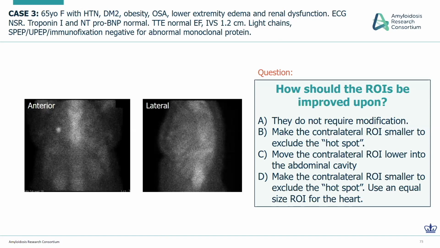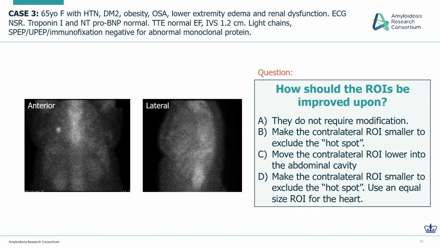Case number 3, I'll start. It's a 65-year-old who's got hypertension, diabetes, obesity, obstructive sleep apnea, lower extremity edema, and renal dysfunction. EKG shows normal sinus rhythm. Troponin I and NT-proBNP are normal. So highly unlikely, to be honest, to be cardiac amyloid, though not impossible. TTE is normal with a normal EF; it shows mildly increased wall thickness. Light chains, SPEP immunofixation, and UPEP immunofixation are all negative.